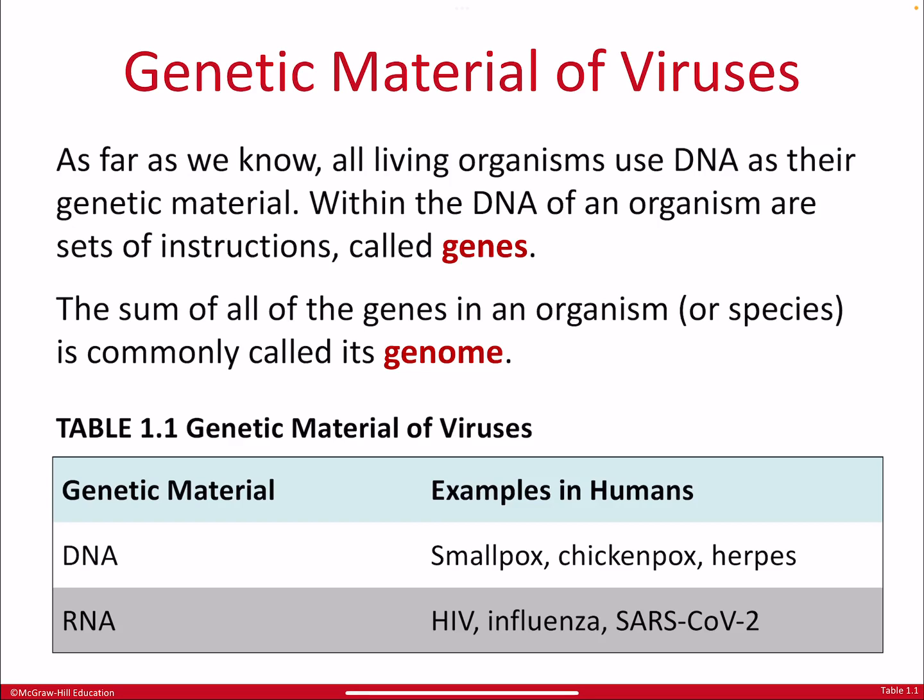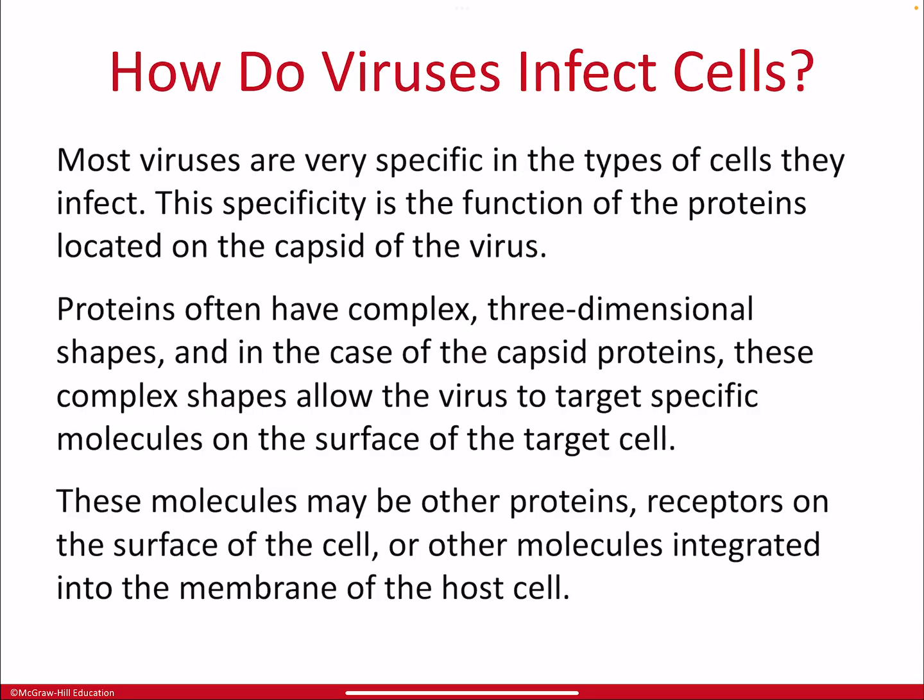All living organisms use DNA as their genetic material as far as we know. We haven't found any bacteria or higher organism that uses anything other than DNA. And the sum of all the genes in an organism, we call a genome. So we have 46 chromosomes, and that would be our genome there.